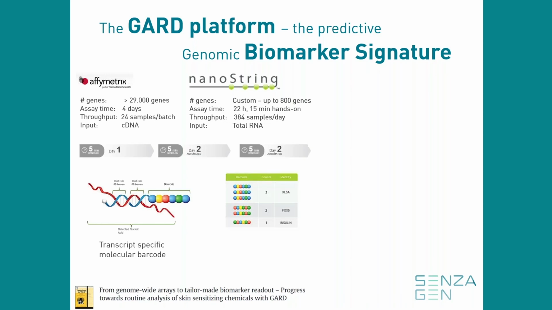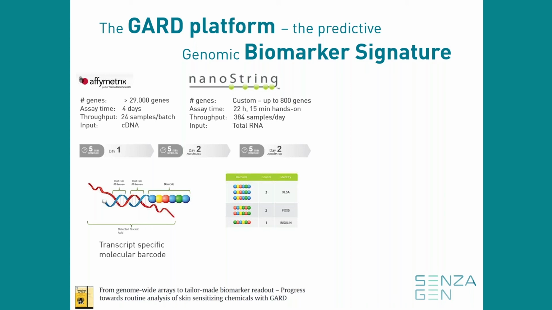The technology in NanoString is very simple. For each gene in your biomarker signature, you need to design a transcript-specific molecular barcode. Each barcode has a different combination of fluorescent molecules attached to it. And these different combinations are then used in order to identify a specific transcript, but also in order to quantify the exact number of copies you have on your barcode.